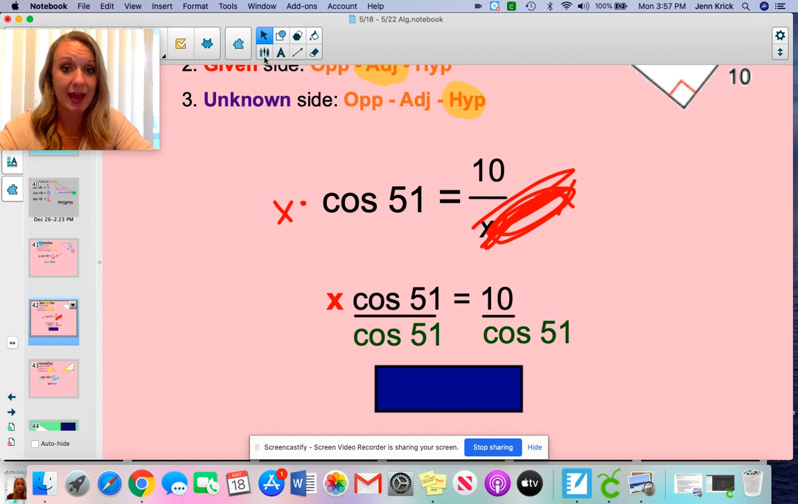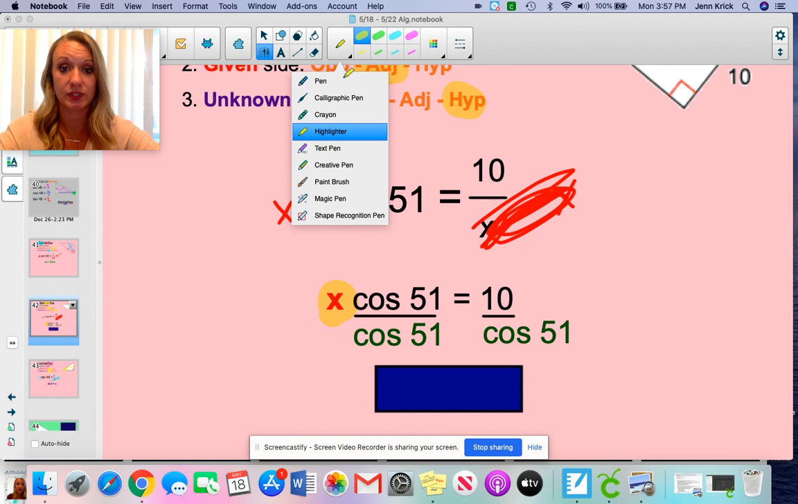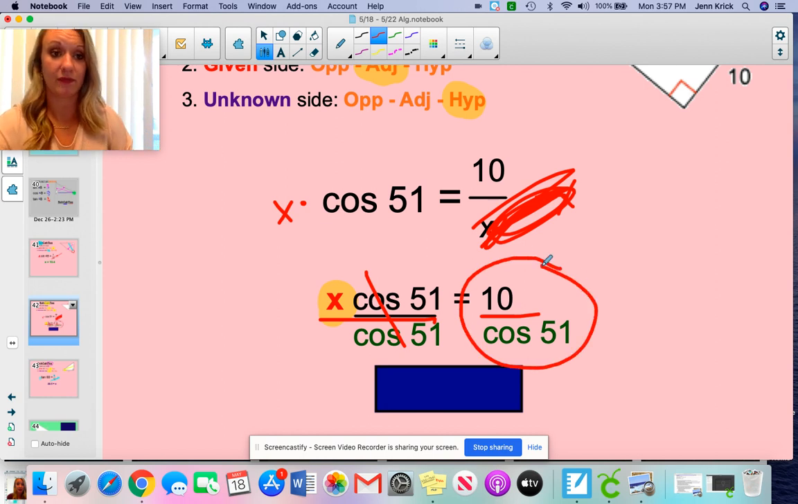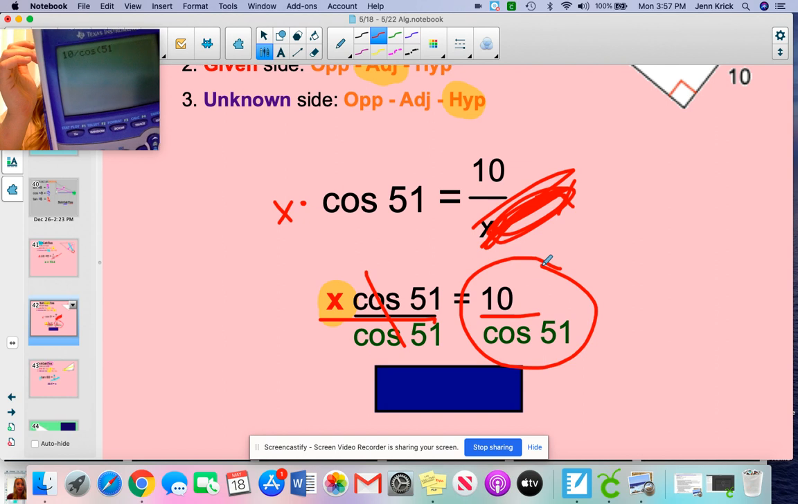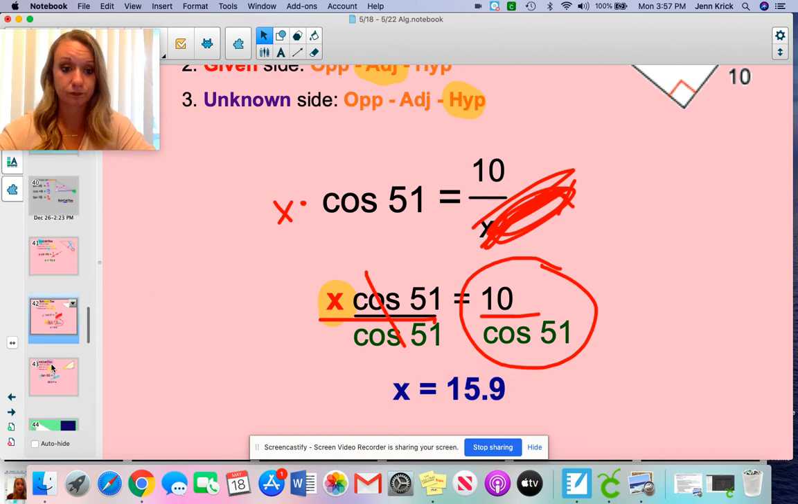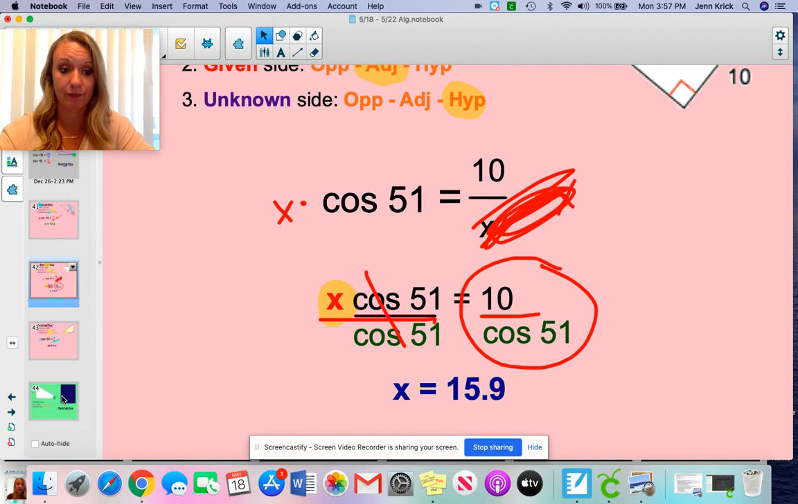To isolate x and get it by itself, if it's being multiplied by cosine of 51, we're going to divide both sides by cosine of 51. So when you do that, these eliminate. This is the actual mathematical operation that you're going to have to do. So clear your calculator. Do 10 divided by cosine 51, and click enter. If you round to the nearest tenth, you should get about 15.9. Let's try one more example and then I'll recap for you.